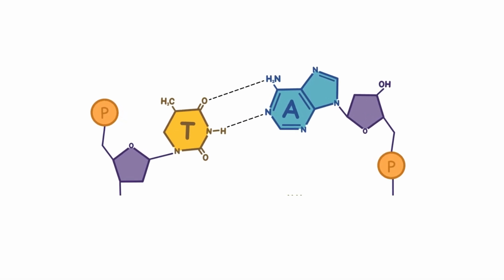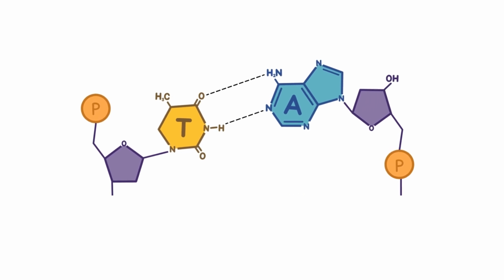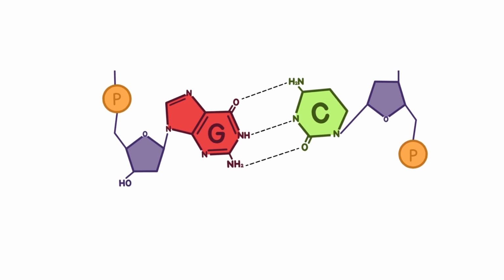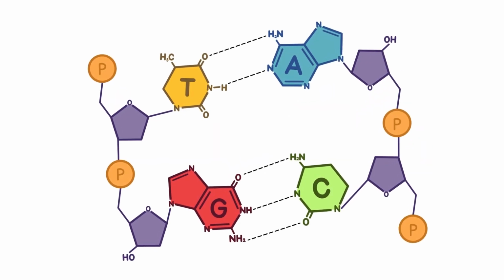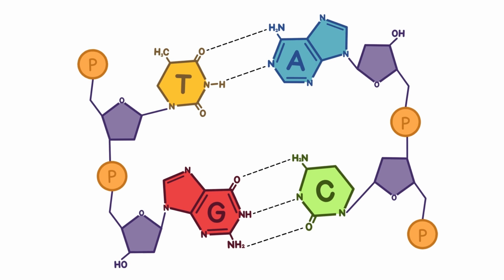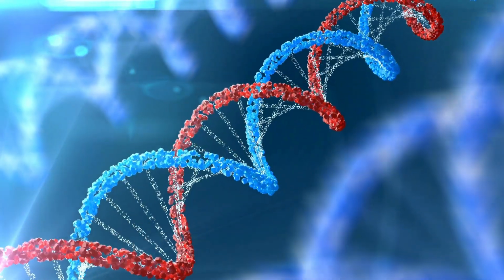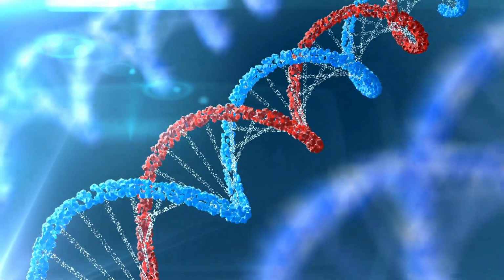Adenine always pairs with thymine through 2 hydrogen bonds, while guanine pairs with cytosine through 3 hydrogen bonds. This specific pairing is known as complementary base pairing. These hydrogen bonds, though weak individually, collectively provide significant stability to the DNA structure.